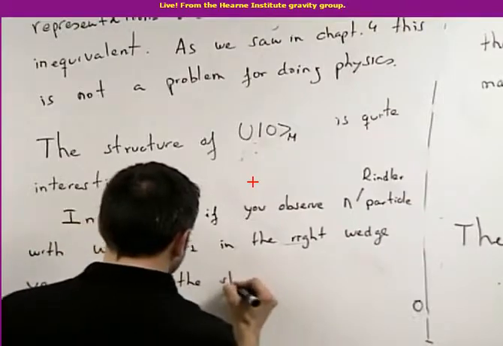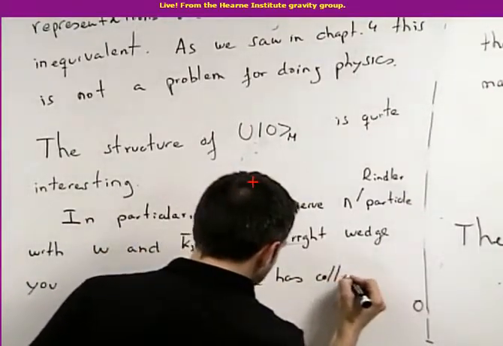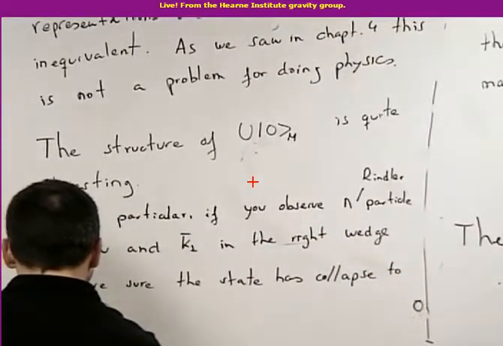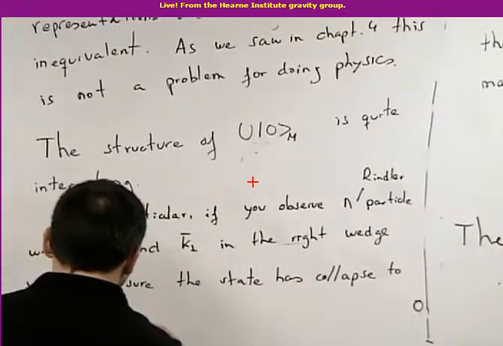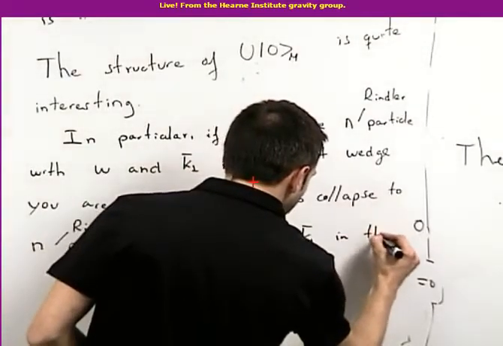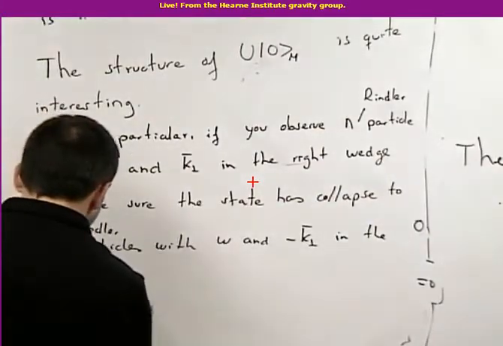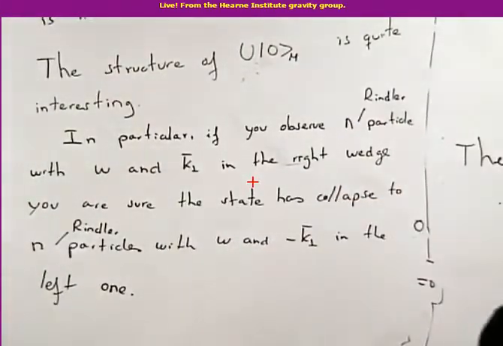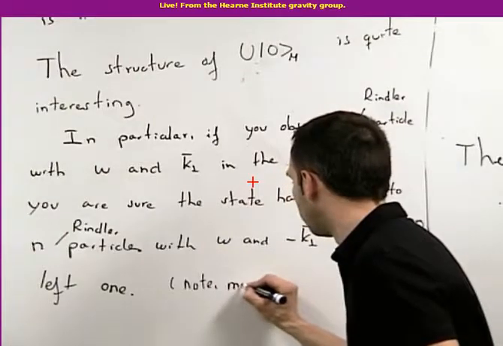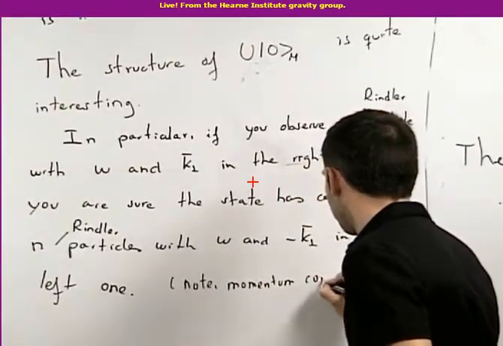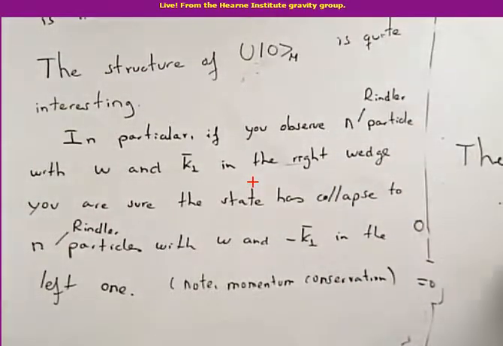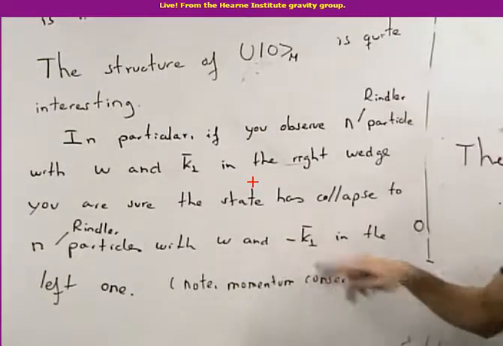the state has collapsed to n particles, and again Rindler particles, with omega and minus k orthogonal in the left one. And in particular, note there is momentum conservation. Because if you see a quantum moving in the orthogonal direction here, you see minus k on the other side.